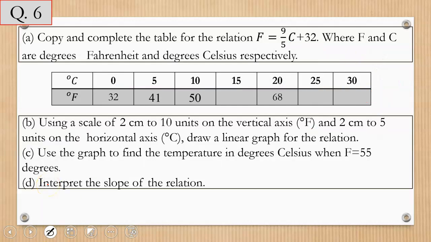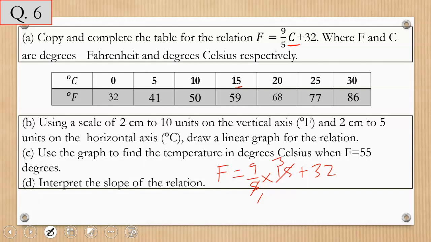And then again, when I have Fahrenheit equal to 9 over 5 times, now my C is 15. So if I say times 15 plus 32, 5 divides 15 as 3. 3 times 9 is 27, plus 32 will give me 59. So I do the same thing for 25, and that would be 77, and 30, and that will give me 86. So these are the completed table of values to be plotted.